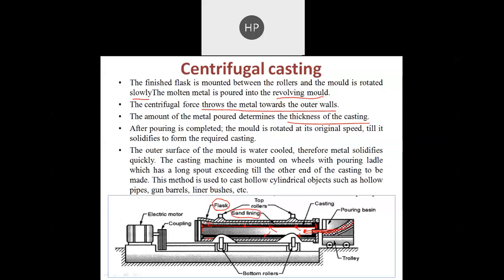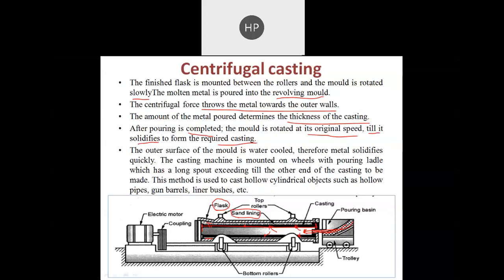After pouring is completed, the mold is rotated at its original speed. Original speed means its high speed. It will rotate at very high speed, and at that high speed it will start solidifying. It will be rotated till it has solidified, and from that we can get the required casting. So this is how this process is performed step by step.